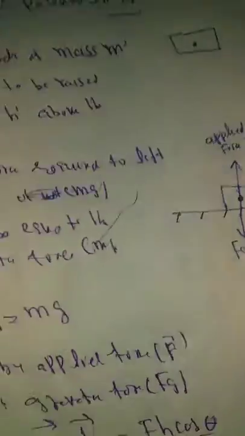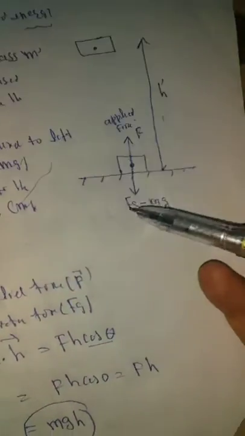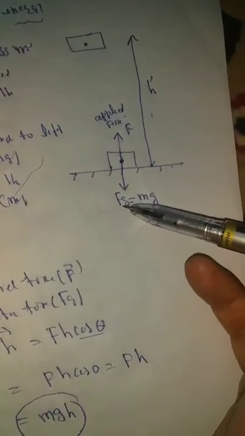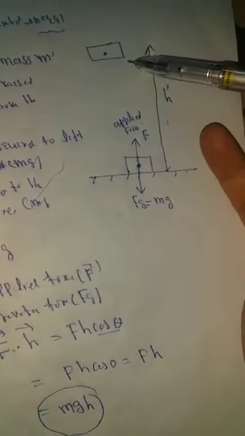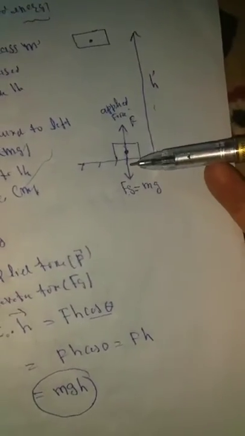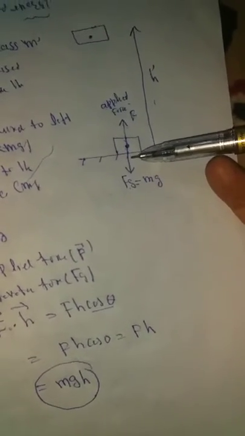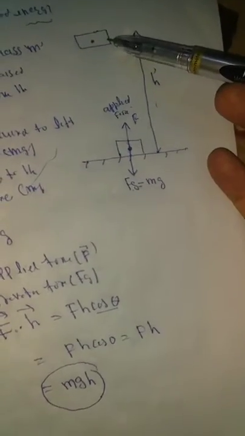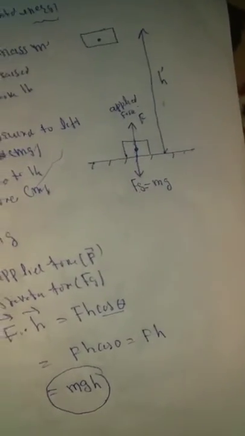If this is the applied force and this is the gravitational force, what is the work done by the gravitational force on the block when a body is raised? How much work is done by the gravitational force? This is the applied force. If I ask how much work is done by the gravitational force when the body is raised to a height h, we can see it now.